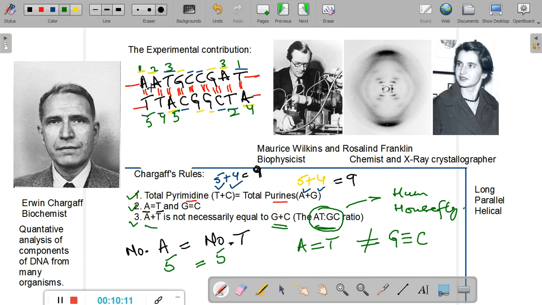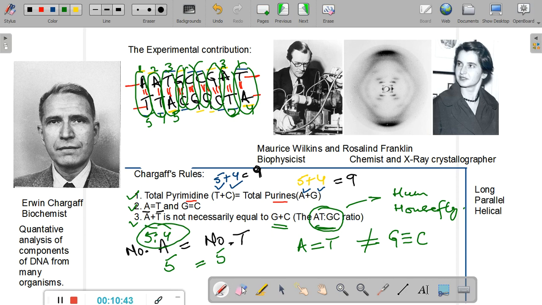Let's see, does this third rule also apply here? The number of adenine and thymine. So how many ATs do we have? We got one AT here, two, and we got the third AT here, and let's say we got the fourth AT pair here and fifth. So we got five ATs, and how many GCs do we have? We got one and two and three and four. So the ratio of AT and GC here is 5:4, which is basically the third rule of Chargaff.